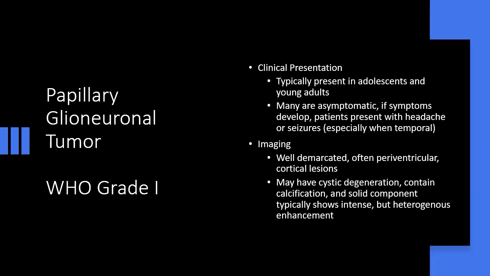However, when patients become symptomatic, they typically present with headache or seizures, especially when the lesions are located in the temporal lobe. On imaging, these tumors are well demarcated, often periventricular cortical lesions. They can demonstrate cystic degeneration, frequently contain calcifications, and the solid component typically shows intense but heterogeneous contrast enhancement. These tumors often resemble other lesions, especially gangliogliomas.